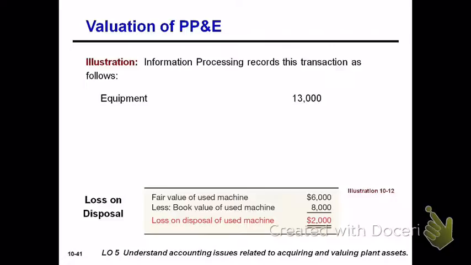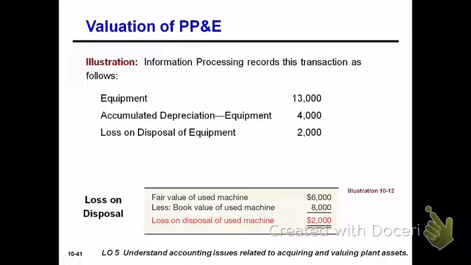So here's how it goes. We put the new equipment on the books, which we calculated on the prior screen was $13,000. Take the accumulated depreciation for the old machine off. We are going to have a loss here because the fair value of the used machine was $6,000 and our book value was $8,000. So we will have a loss on the machine.